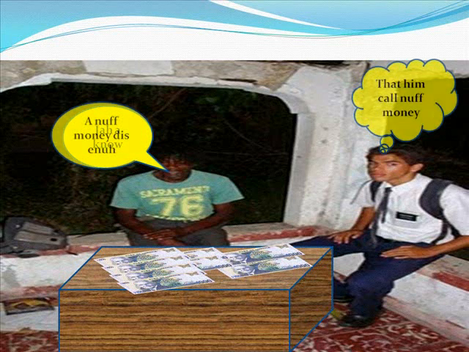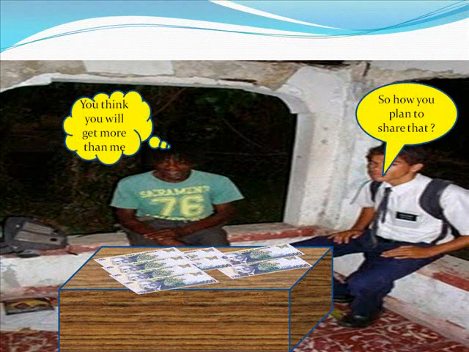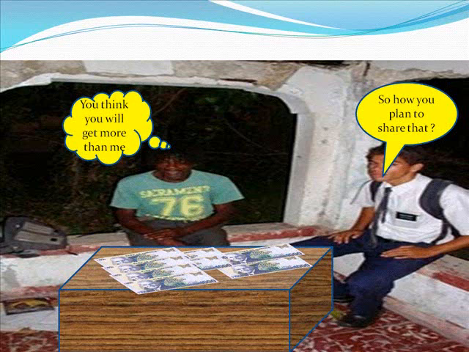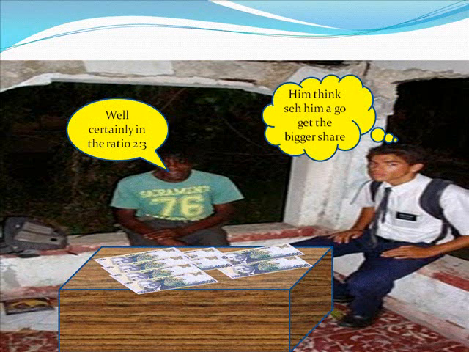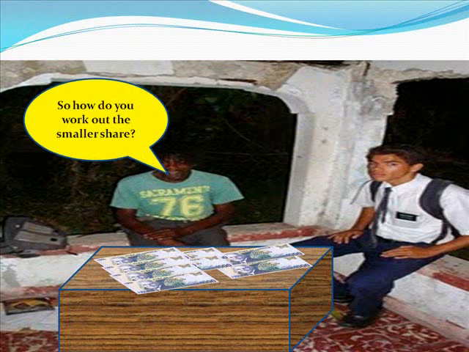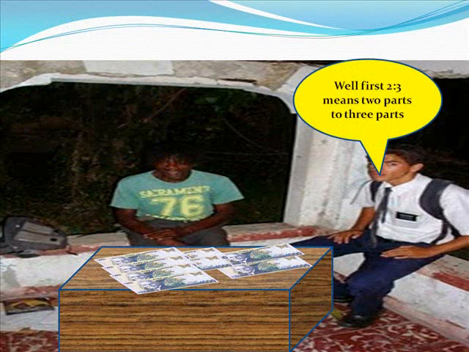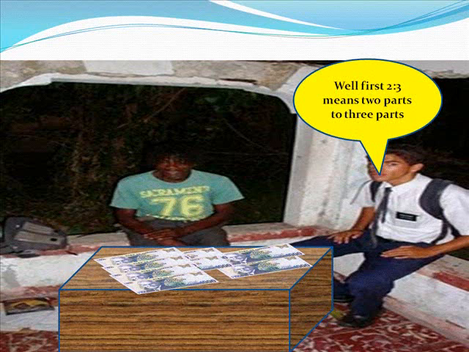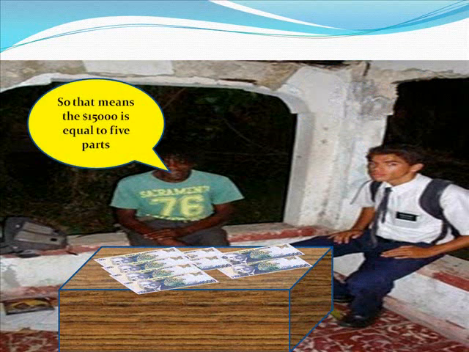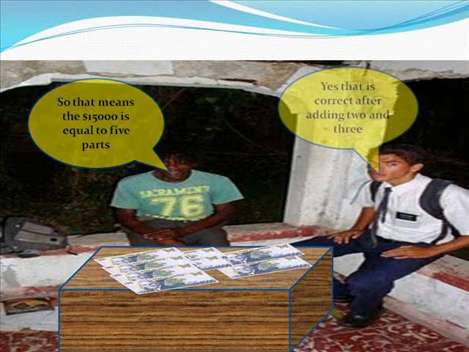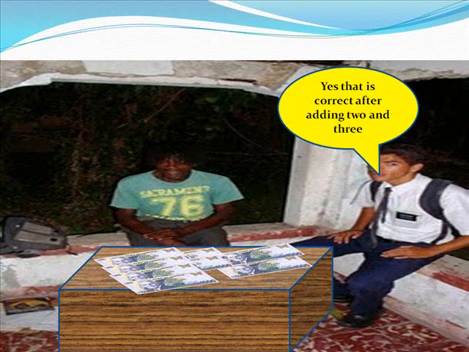There's enough money. So how do you plan to share that? Well, certainly in the ratio 2:3. So how do you work out the smaller share? Well, first, 2:3 means 2 parts to 3 parts. So that means the $15,000 is equal to 5 parts. Yes, that is correct after adding 2 and 3.